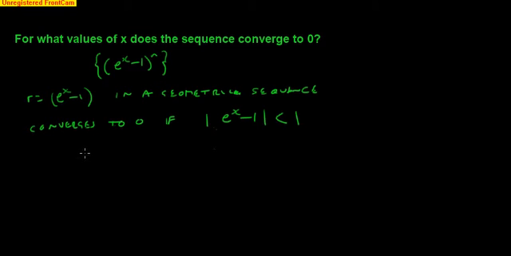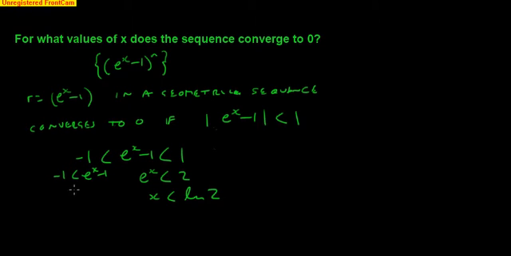Here we go then. That means that minus 1 is less than e to the x minus 1, which is less than 1. Looking at the right hand part of that, we add 1 to both sides, you get e to the x is less than 2. Take the log to the base e of both sides, and you get x is less than log to base e of 2. On the left hand side, we've got minus 1 is less than e to the x minus 1. Add 1 to both sides, you get e to the x is bigger than 0, which it is for all values of x. So x can be any real number.